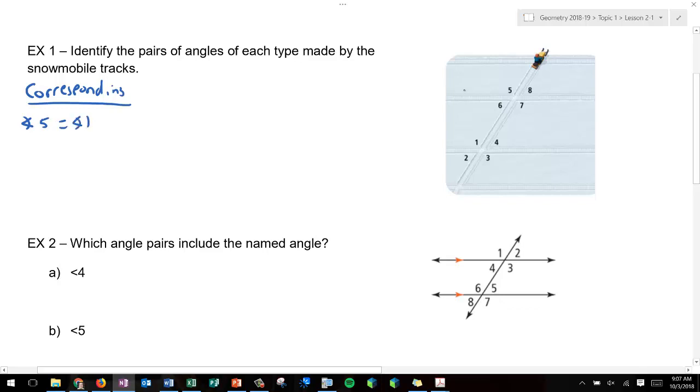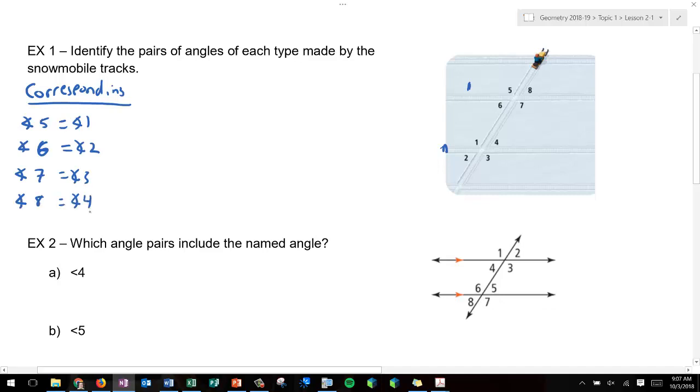So I'm using the top group first and then the bottom group. So then I'm going to work my way around. Bottom left would be angle 6 and angle 2. Bottom right would be angle 7 and angle 3. And then top right would be angle 8 and angle 4.